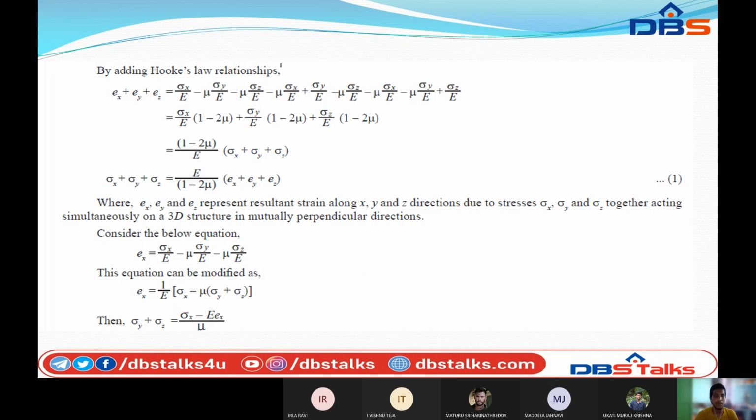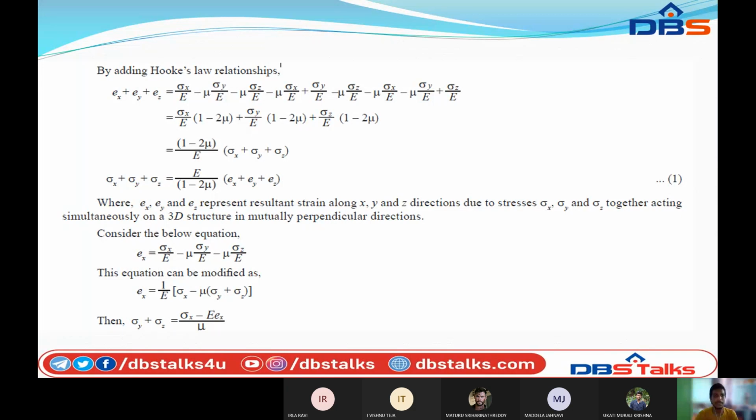Ex equals sigma x by E minus mu into sigma y by E, where mu is the Poisson's ratio, and then minus mu into sigma z by E. This is the equation for strain in x direction. After that, strain in y direction: Ey equals minus mu into sigma x by E plus sigma y by E minus mu into sigma z by E. This is the strain equation in y direction. Similarly, Ez will be written as minus mu into sigma x by E minus mu into sigma y by E plus sigma z by E.